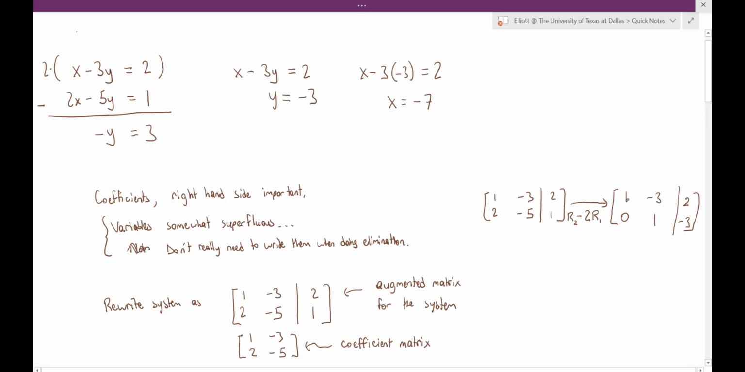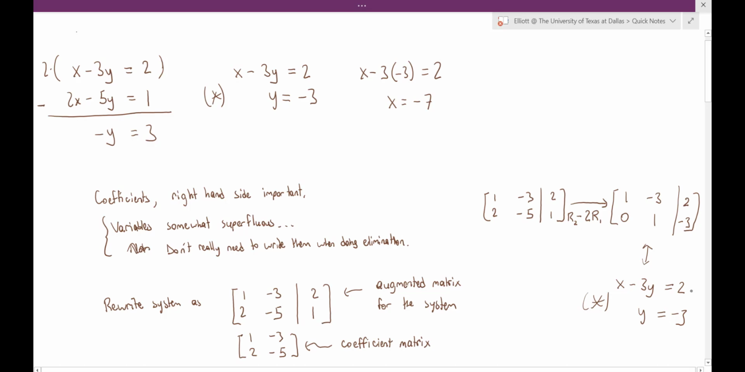And then if you take this augmented matrix and you write out the equations that correspond to it. So the first row gives us the equation x minus 3y equals 2. The second row gives us the equation y equals negative 3. And so you see it gets us the same result as what we had up here. And then once you're at this step, you have y, and you can go back and substitute to get x, as we did earlier. Okay?